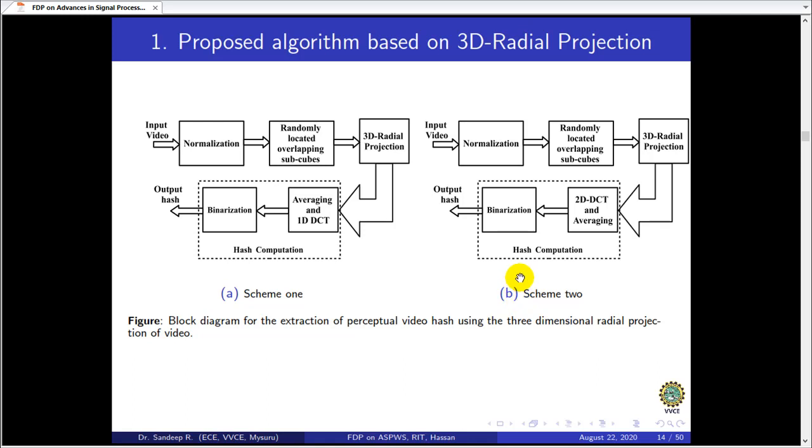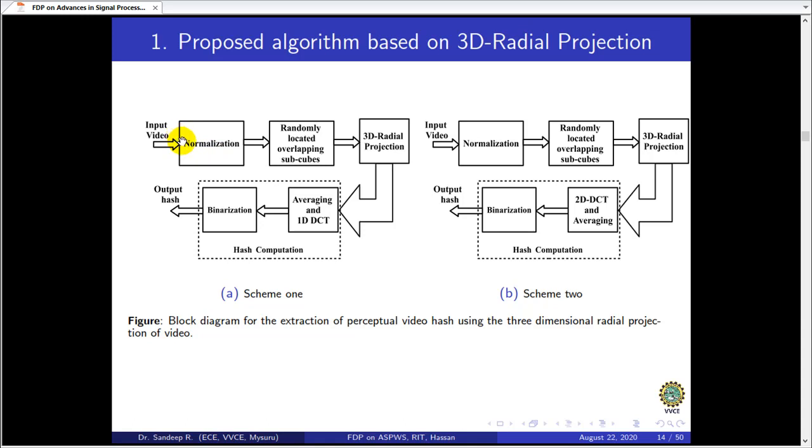Now let us see how this is used in extracting the perceptual hash from a video using the three-dimensional radial projection technique. The input video is normalized: we convert an RGB video into a grayscale video. That's the first thing, because if I convert that, most of the energy lies in the gray component, roughly around 93%. The remaining 7% of the energy lies in the color component. So we utilize 93% of the energy in the first step.